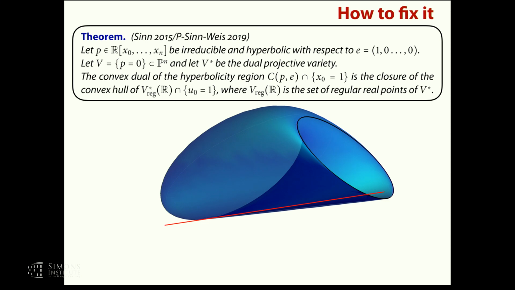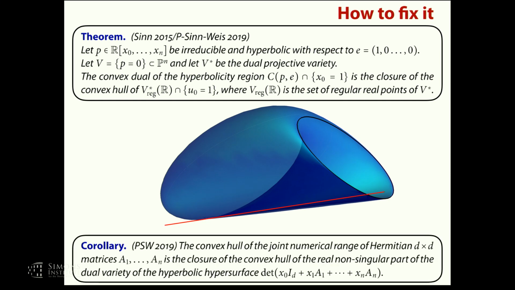So in some sense, this does give a description of the joint numerical range. If you take the joint numerical range of Hermitian matrices and you take the dual hypersurface to the determinantal hypersurface, its convex hull will give you the joint numerical range.